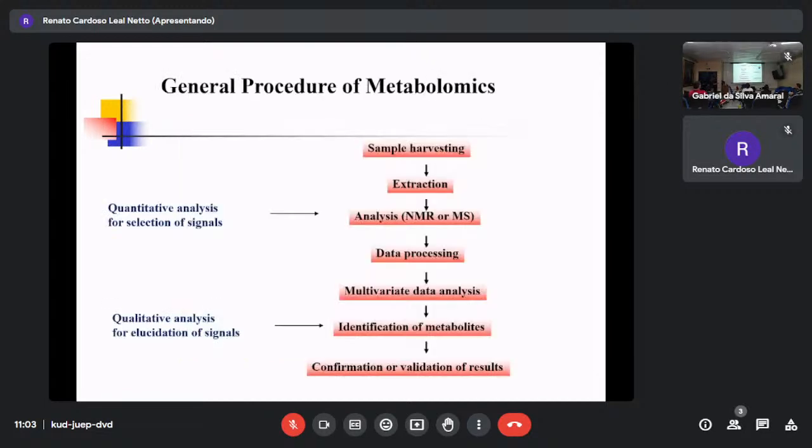So the general procedure, I already showed: sample harvesting, extraction, analysis, and processing, which we also did. For LCMS it is filtering or normalization, alignment, everything. For NMR it is bucketing. For IR, you need a second derivative. For TLC, etching effect or coloring image analysis, something like that.